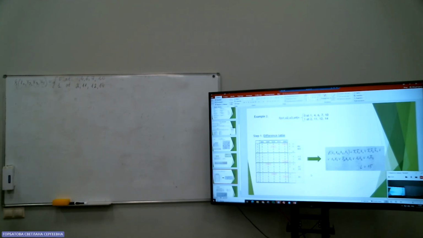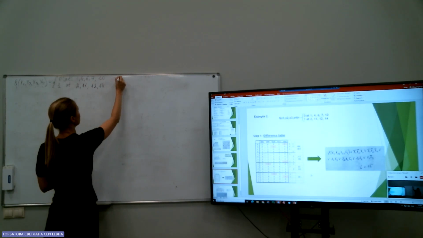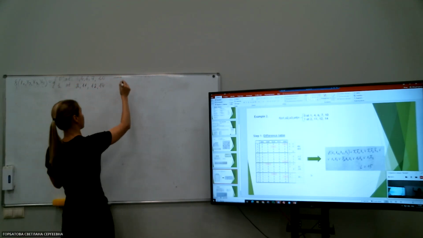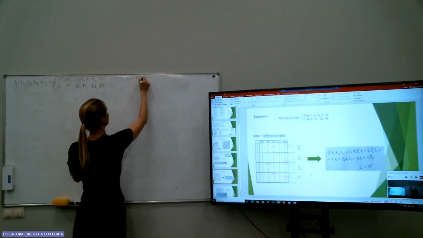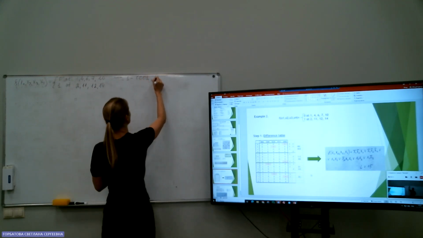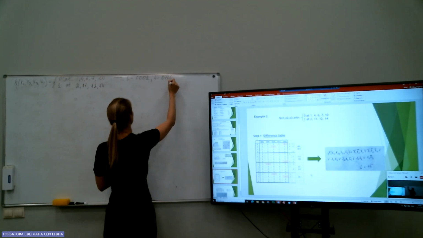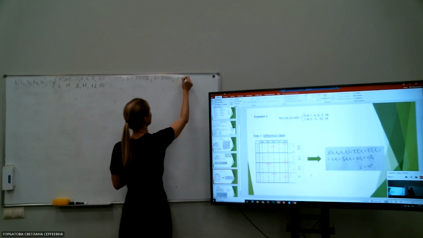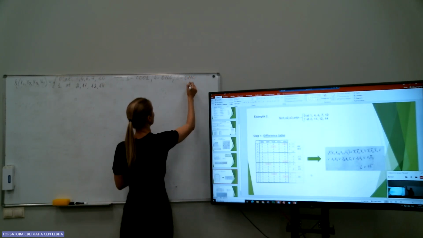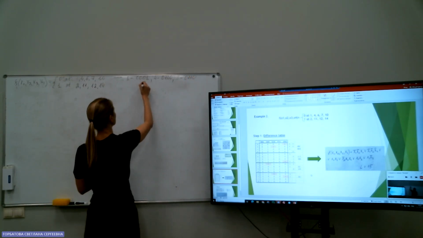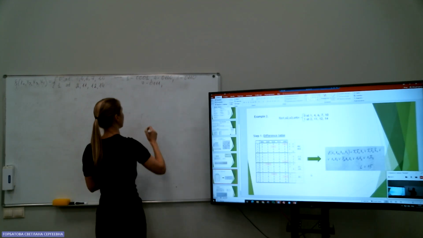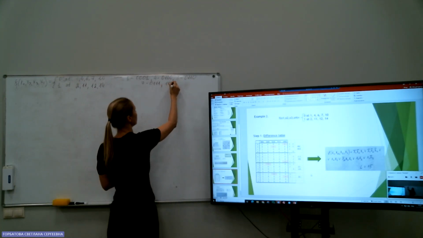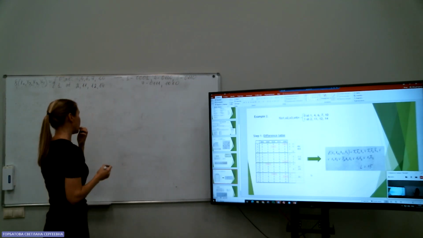Okay, and the first step is the difference table. So it will be 1, it is 0, 0, 0, 1. 4, it is 0, 1, 0, 0. 6, 0, 1, 1, 0. 7, 2 plus 1. And 10, 1, 0, 1, 0, 8 plus 2.